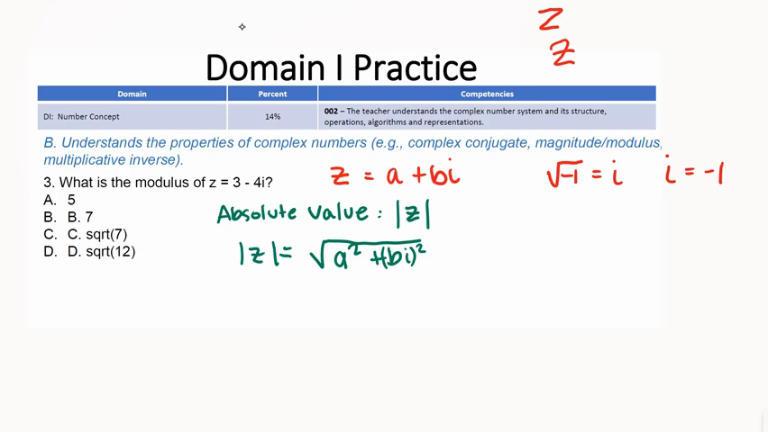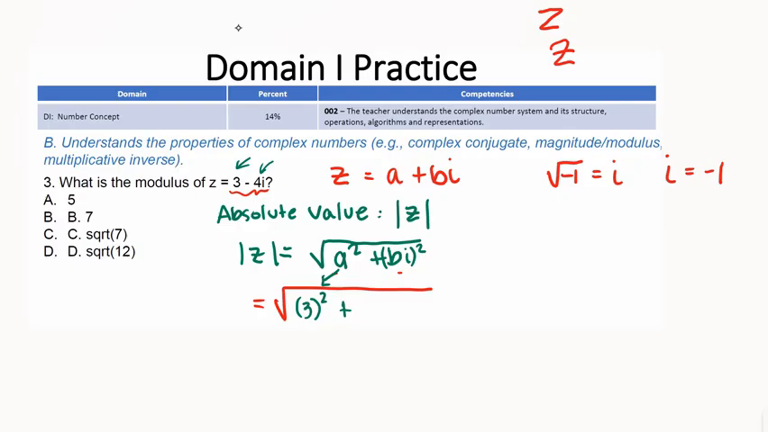Now what I'm going to do is apply this to the number here. We're good? All right, let me continue. So I'm going to do square root of, let me write it here. My a is 3. How do I know? Because that's just the number, and this one is the number with i. It's 3 squared, because that's the formula. This is for a. Plus bi, my b is -4.